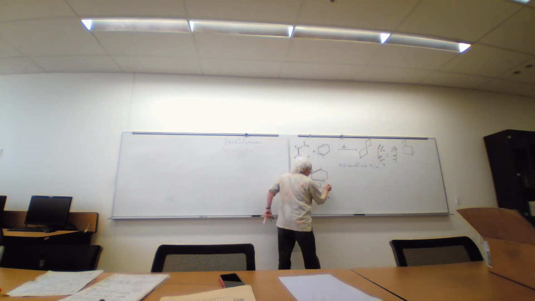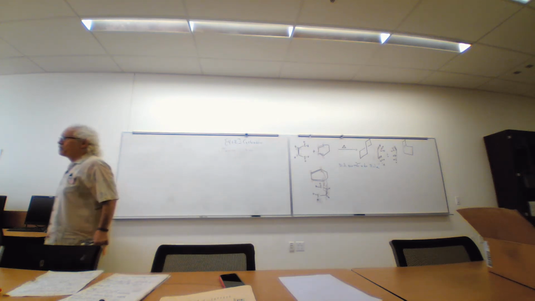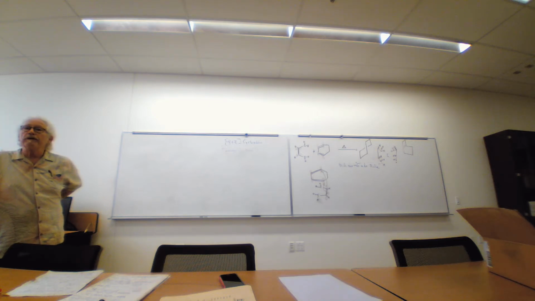So, what's happening is this electron and that electron are getting together. This electron and this electron are getting together. That's forming this new sigma bond. Okay? Those 2 interactions are forming the new sigma bond.